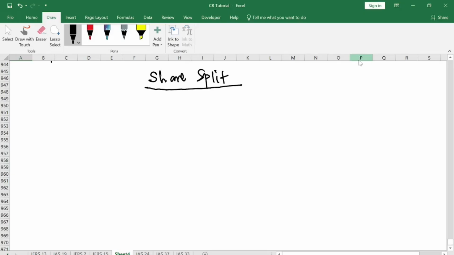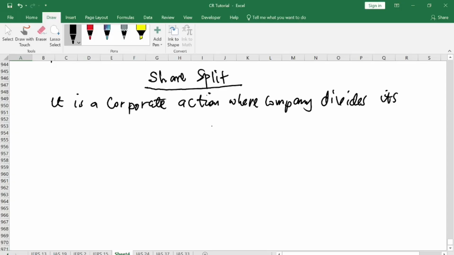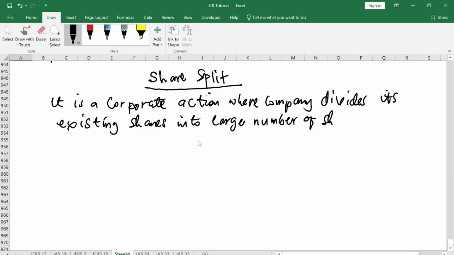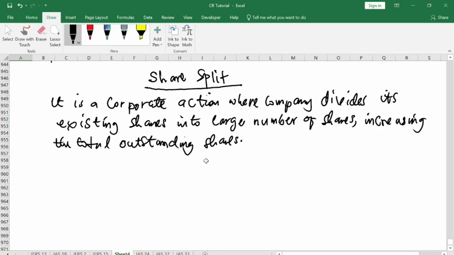Share split. When we say share split, what does it mean? Share split is a corporate action where a company divides its existing shares into a larger number of shares, increasing the total outstanding shares. Now, what does this mean?